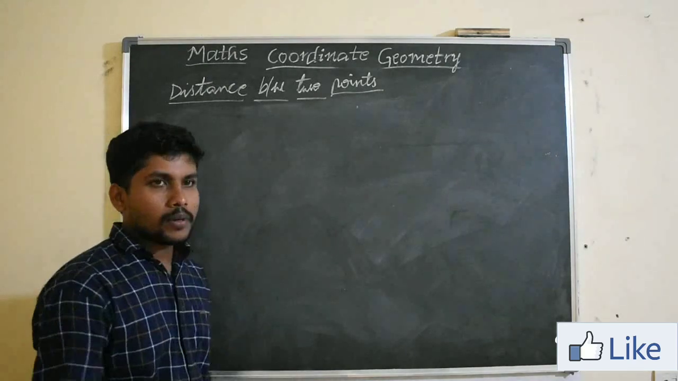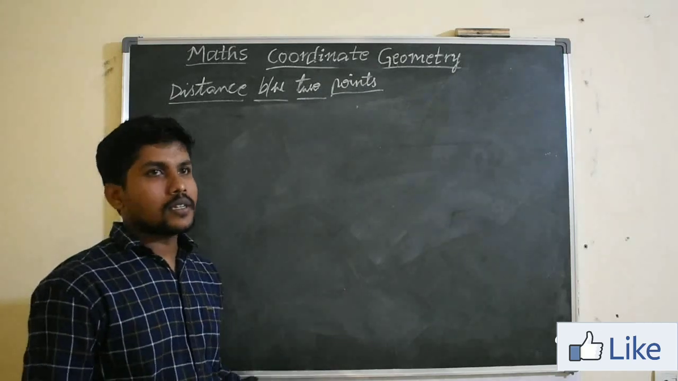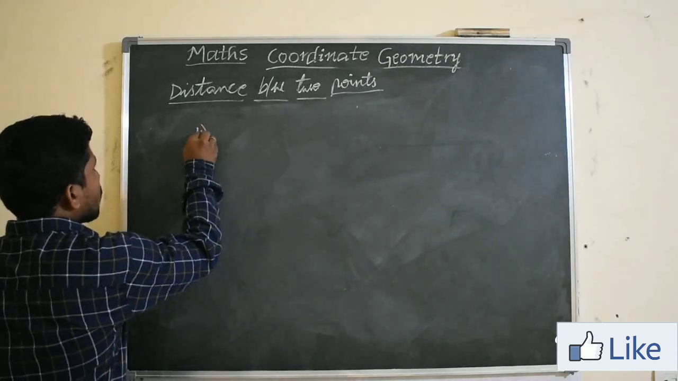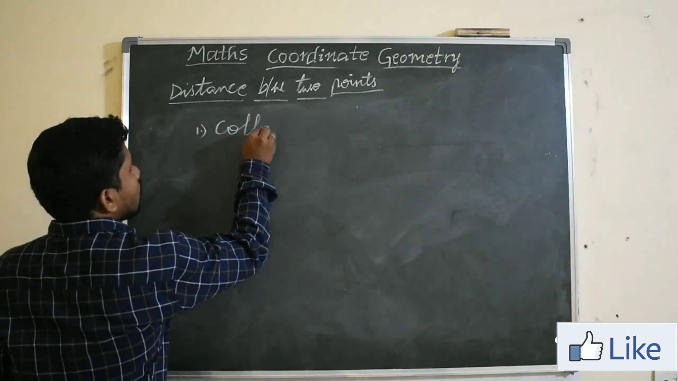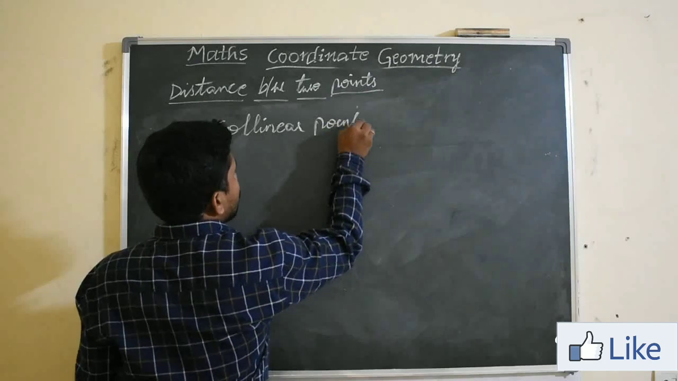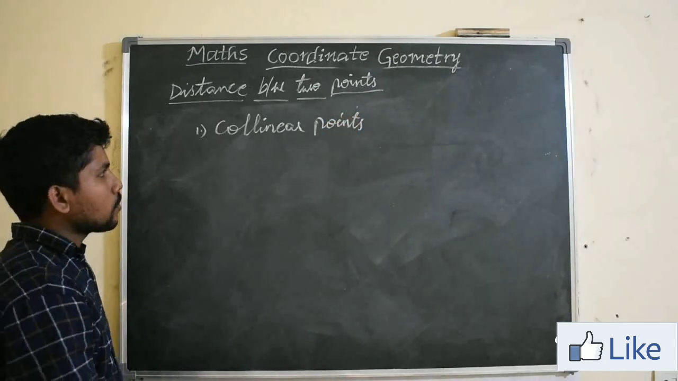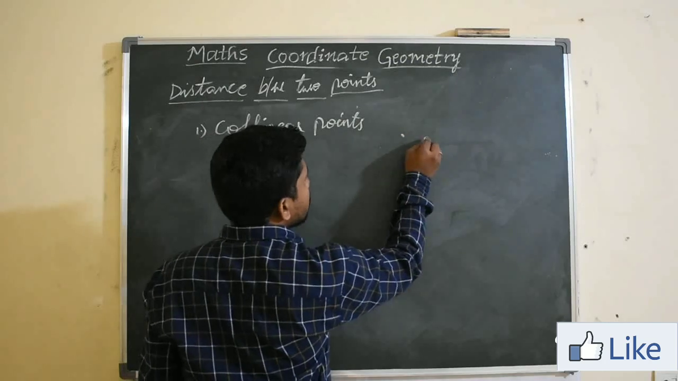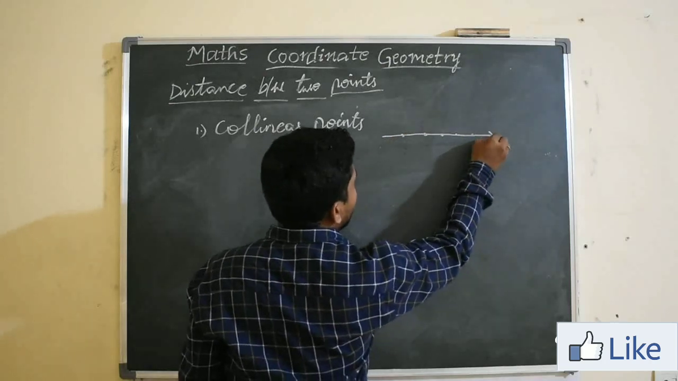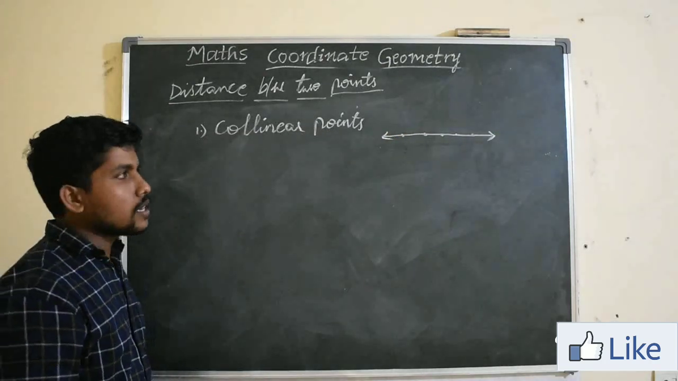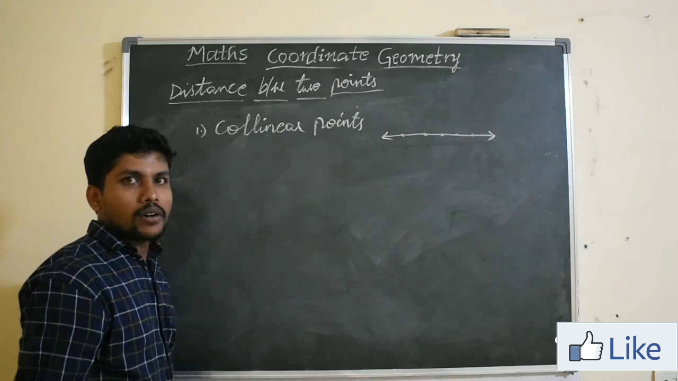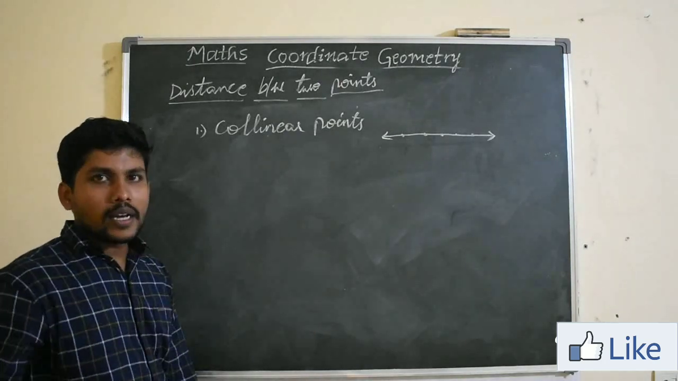Now we will discuss where this distance between 2 points is used in different types of questions. So the first model is collinear points. What are collinear points? Collinear points are a set of points which lie on the same straight line. The set of points which lie on the same straight line are called collinear points.